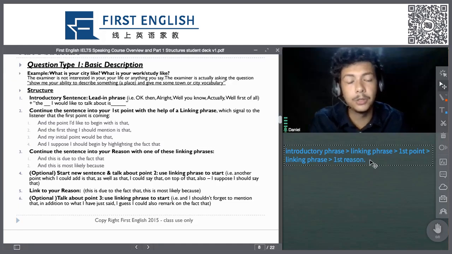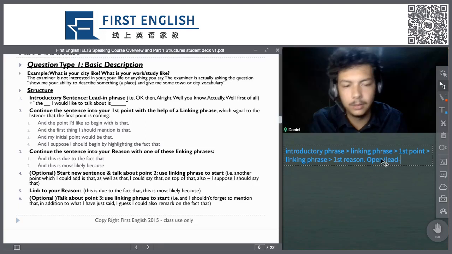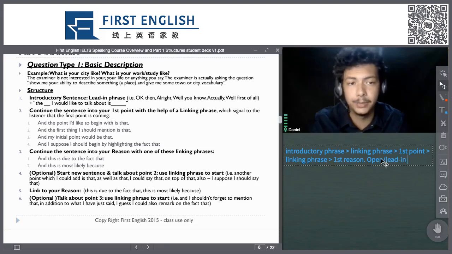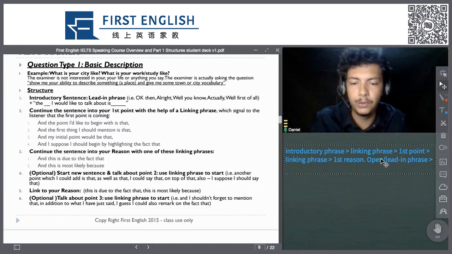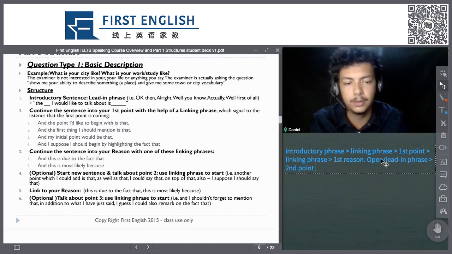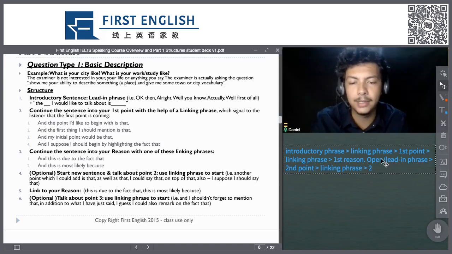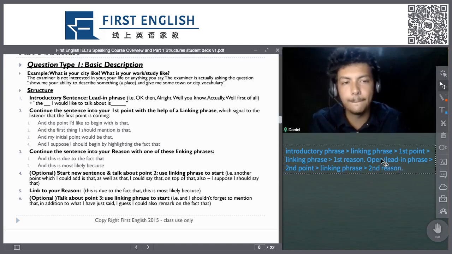So again, here for a basic descriptions type question, it is suggested to include at least one or two, potentially three points and reasons. So to do that, we would have another opening or lead-in linking phrase. It's introductory, it's an opening phrase. Right? And that's going to be our linking phrase. So we'll continue right into our second point, then continuing with another linking phrase, right? And lastly, following that with our second reason, okay?